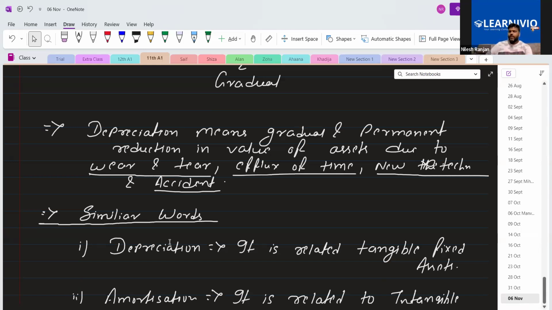This is the definition. I have just explained the features. It is also similar to definition. So I will once again explain the definition part. Please write it.